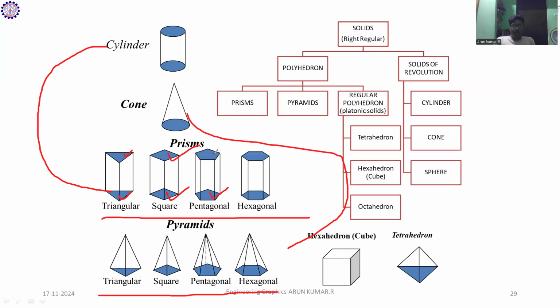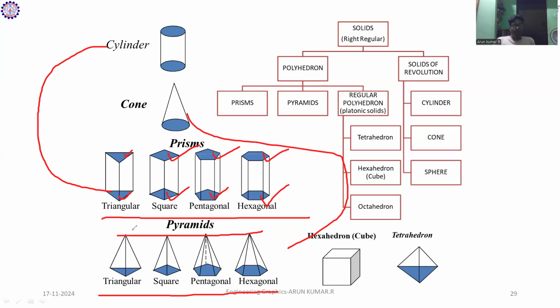Similarly pentagon and hexagon. But the pyramid category is not like this. Only one shape will be there, and on the opposite side, all the corners get joined at one point, like a dot. So if I take a triangle, all the corners get joined at one point. If I take a square, all the points get joined at one point. It is similar for pentagon and hexagon also.